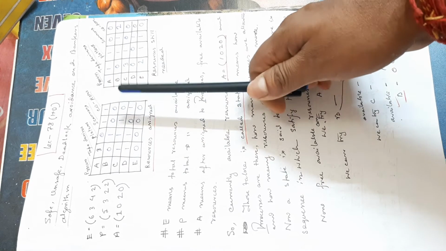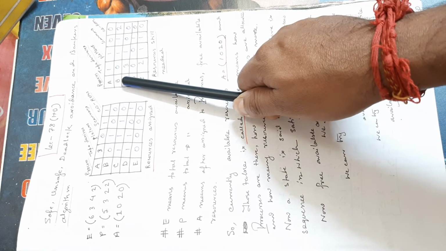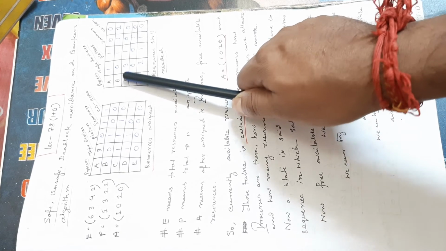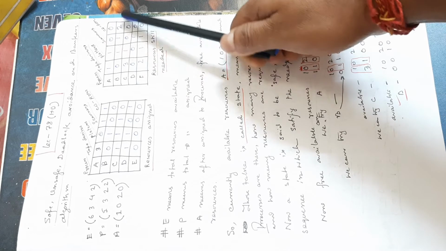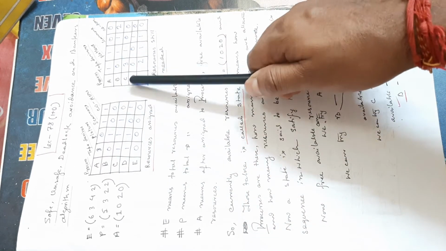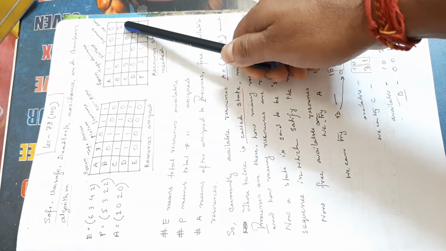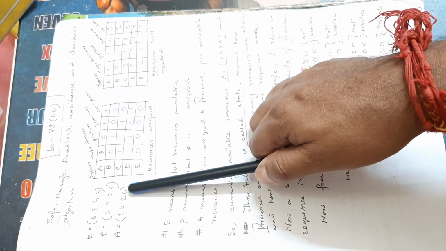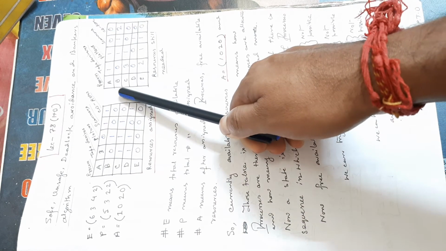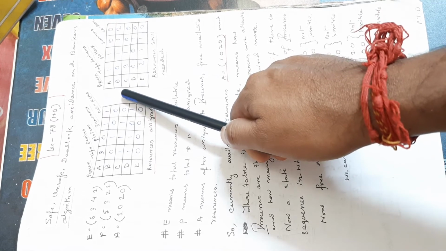Now can we start B first? That means, can we fulfill the requirement of B first? Let's see what the requirement of B is. 0112. That means the requirement of B includes 2 CD-ROMs, but no CD-ROM is available right now. So we cannot allocate B also.